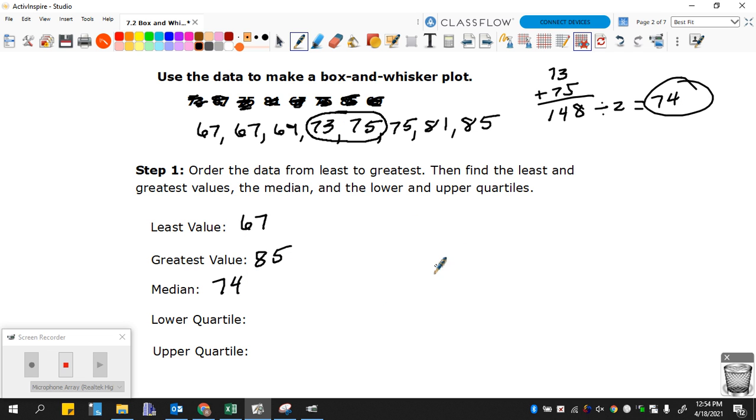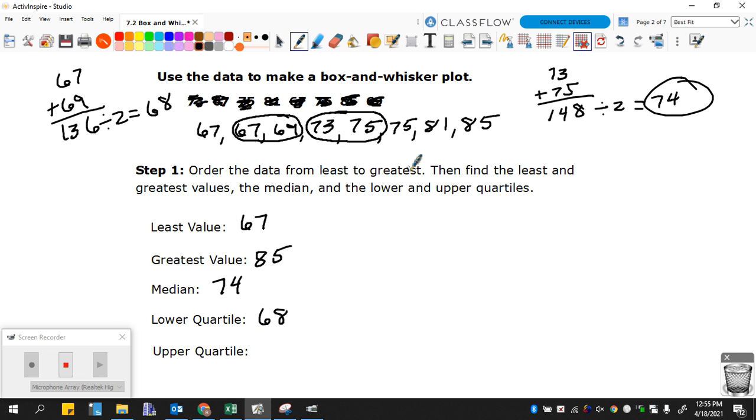Next, our lower quartile. The median would be right in here, so to find the lower quartile, we find the middle of the lower 4 numbers, which is right between 67 and 69. If you're thinking about it, we know that's going to be 68, because 68 is between 67 and 69. But to do the math, 67 plus 69 is 136, and 136 divided by 2 is 68.